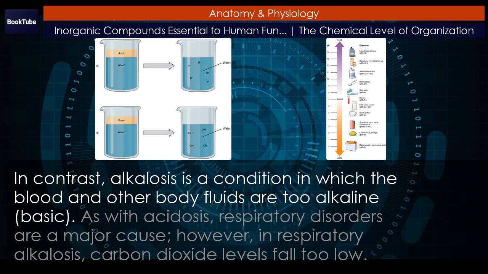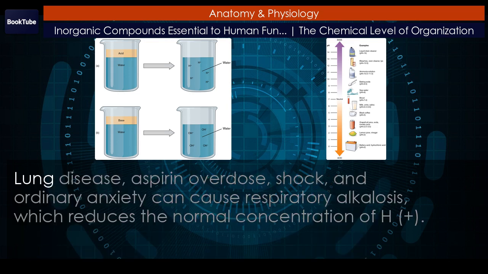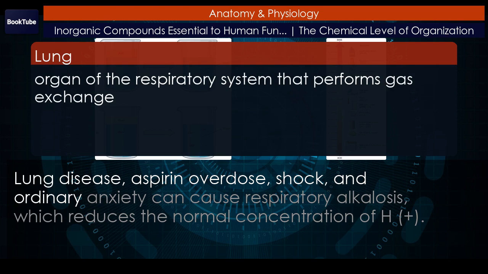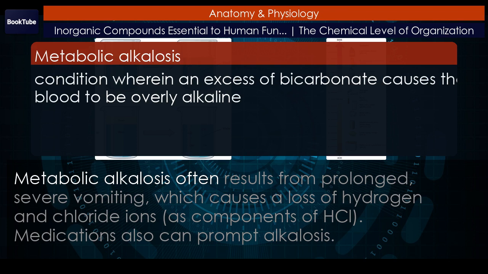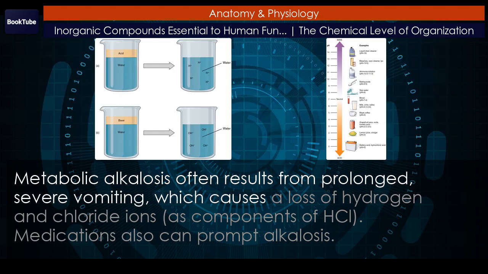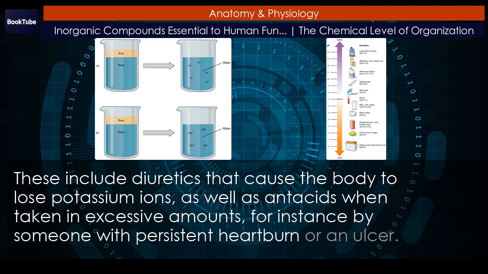Basic. As with acidosis, respiratory disorders are a major cause. However, in respiratory alkalosis, carbon dioxide levels fall too low. Lung disease, aspirin overdose, shock, and ordinary anxiety can cause respiratory alkalosis, which reduces the normal concentration of H+. Metabolic alkalosis often results from prolonged, severe vomiting, which causes a loss of hydrogen and chloride ions as components of HCl. Medications also can prompt alkalosis. These include diuretics that cause the body to lose potassium ions, as well as antacids when taken in excessive amounts, for instance by someone with persistent heartburn or an ulcer.